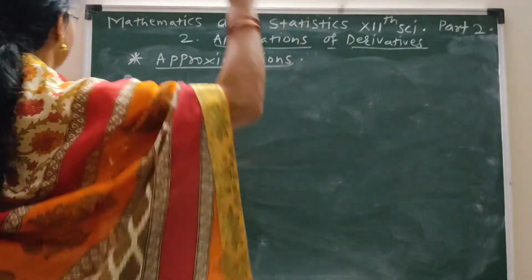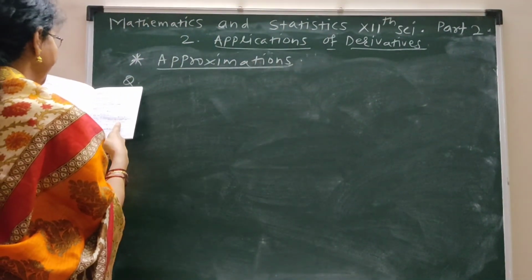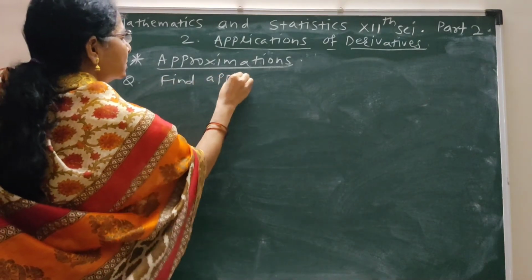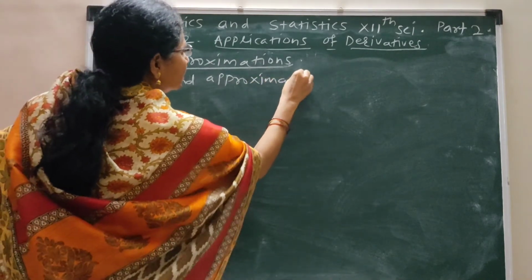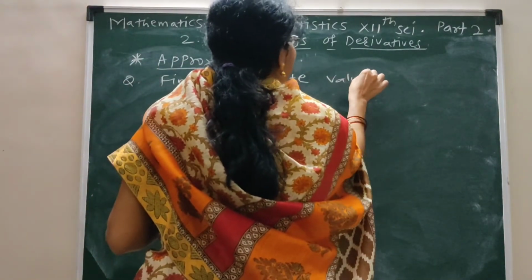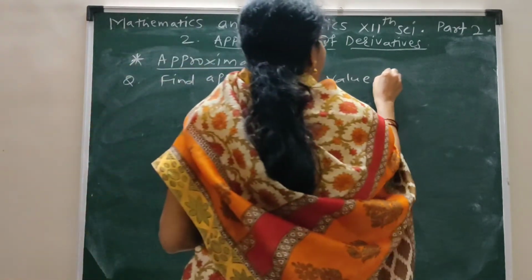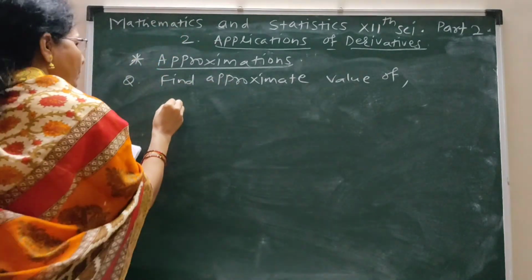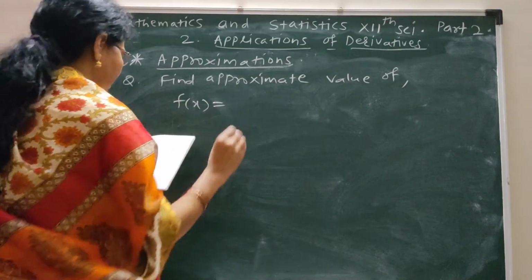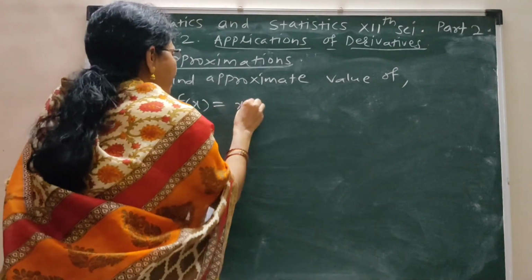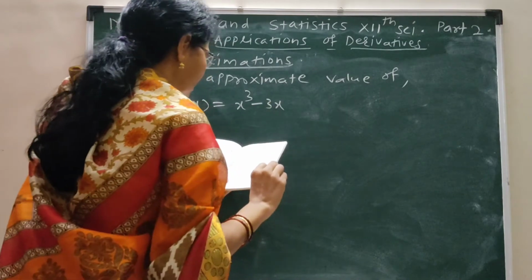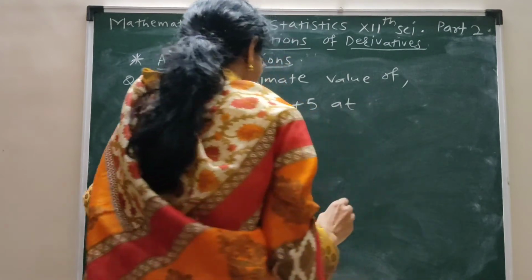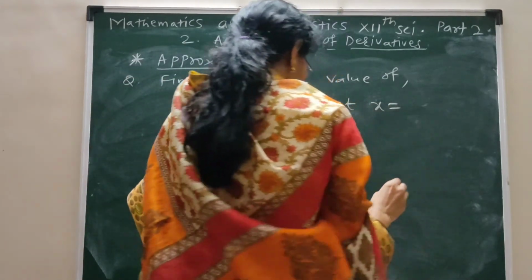Next question. We have to find the approximate value of f of x equal to x cube minus 3x plus 5 at x equal to 1.99.